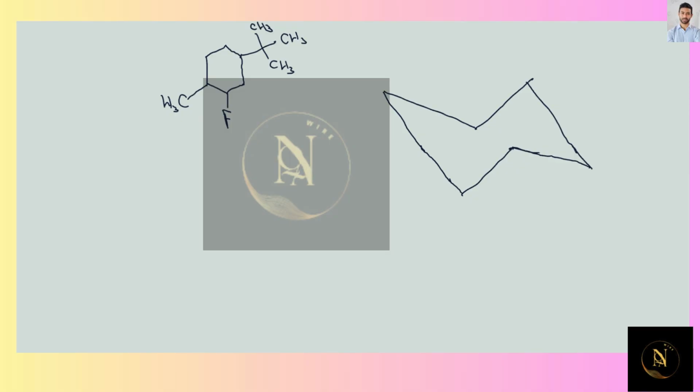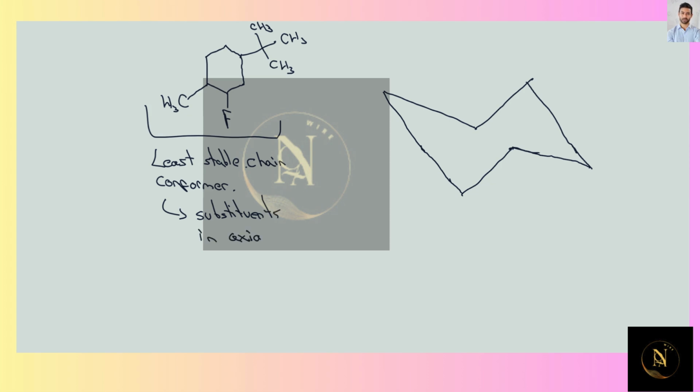We are to draw the least stable conformer for this compound. So remember that the least stable chair conformer that we're going to have will have substituents, or most of the substituents, in axial positions.